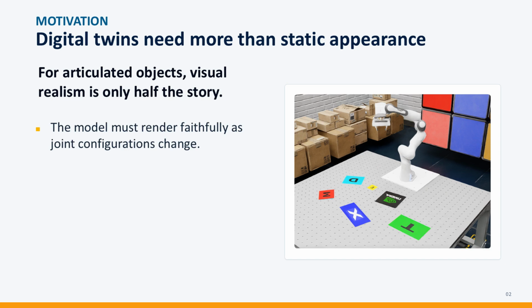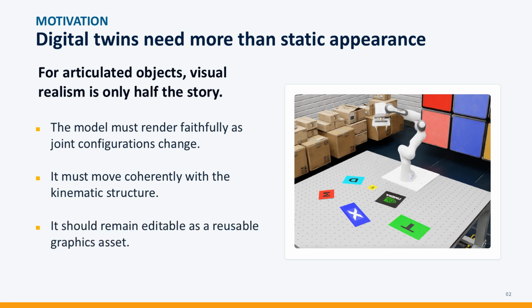A useful digital twin should continue to render faithfully as joint configurations change, move coherently with its underlying structure, and remain editable as a reusable graphics asset.